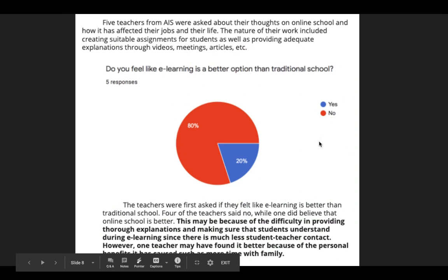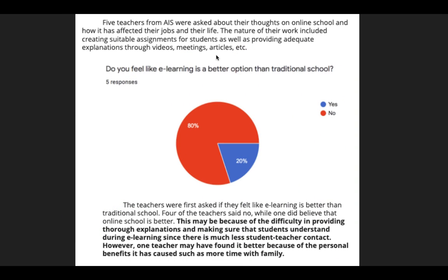Let's have another little look at some more of these. 5 teachers from AIS were asked about their thoughts on online school and how it affected their jobs and their life. The nature of their work included creating suitable assignments for students, as well as providing adequate explanations through videos, meetings, articles. Lots of lovely context there. We love context because it helps people understand. Again, we've got the question, the respondents, the graph, and the key there.